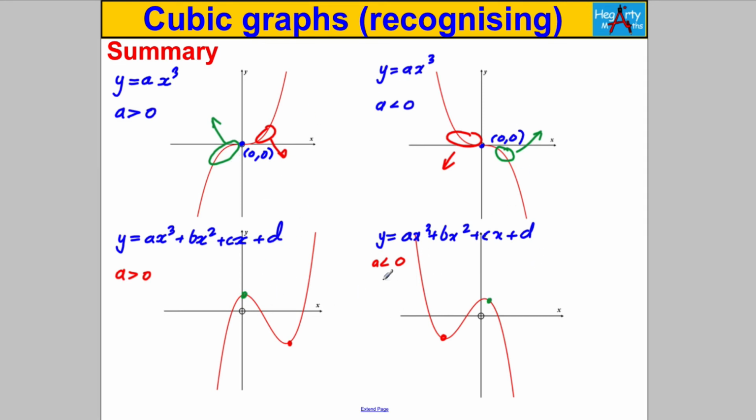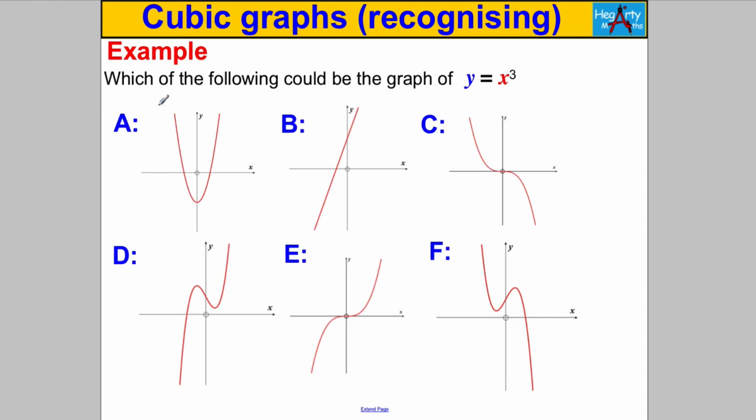There are other variations of that, but sometimes you'll just be asked to look at a graph and say, is it a cubic, is it a linear? And these are the type of things that need to be in your head. Right, let's do those very example questions. So which of the following could be the graph of y is x cubed? Pause the video, have a think.